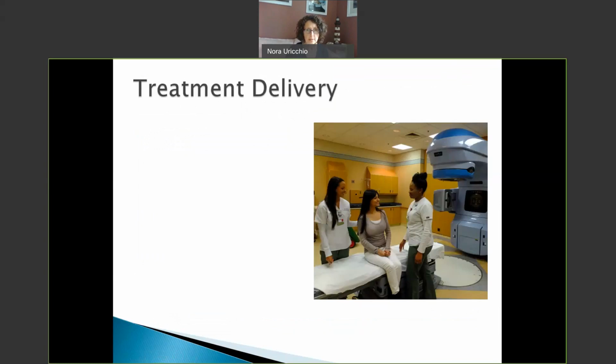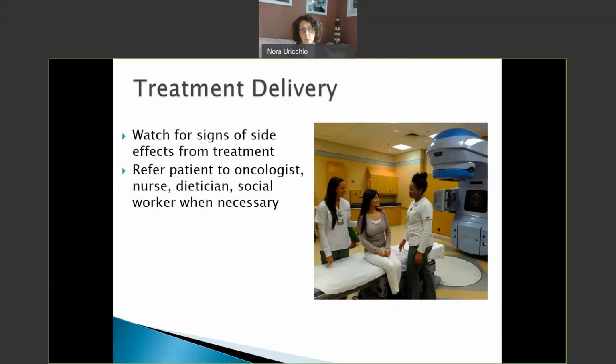Once the treatment is delivered, other things that we need to be careful of or watch for are side effects from the treatment. Again, the doctors and nurses are not in the room with us when we're giving the treatment. That is our job and our role. So it's also our role to make sure that the patients are doing well, to make sure that they're eating, and to monitor them for side effects. If they are having any side effects, we will refer them to the appropriate healthcare professional.